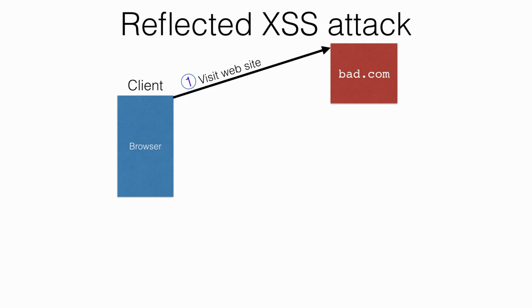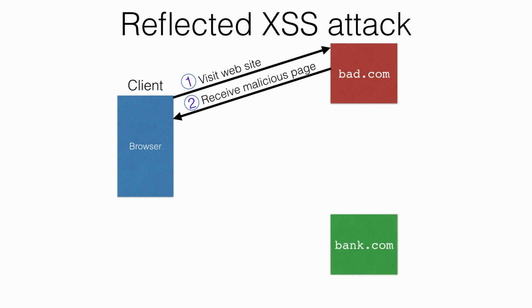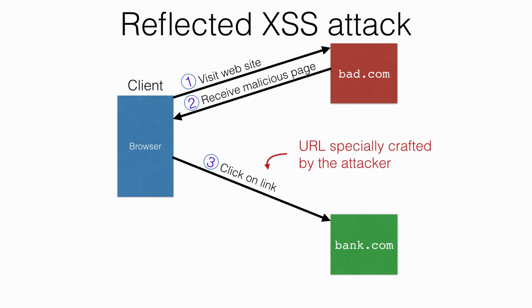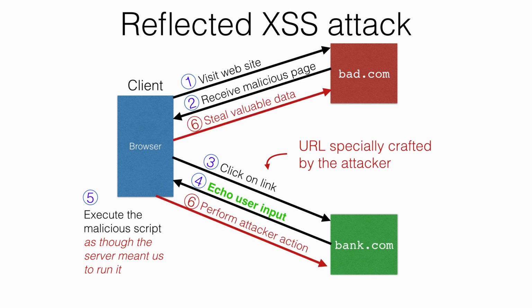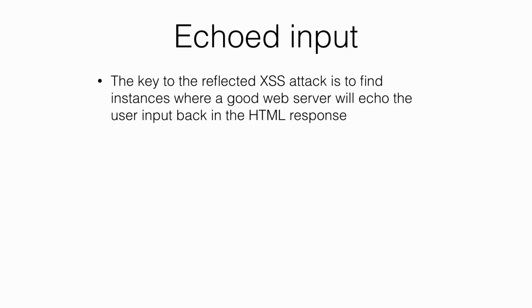The browser will visit bad.com, the nefarious website, and it will send back a malicious page. The client will then click on a link on that malicious page, which will take it to bank.com. The link will contain some JavaScript code. Bank.com will then echo back the link in its response to the user, and the browser will then execute the script as though the server meant to provide it. Once again, the attacker can perform nefarious actions as a result. So the key here is echoed input.